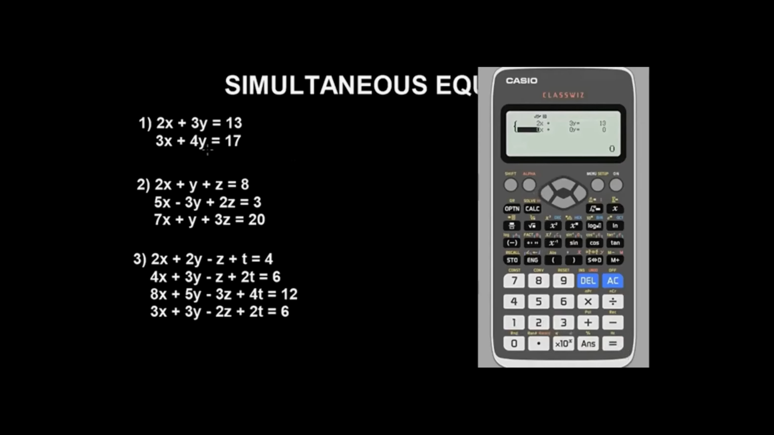Alright, let's input the variables. Coefficient of 3x here is what? 3. Okay, coefficient of 4y here is what? 4. And the constant here is what? 17. It's as simple as that, guys.